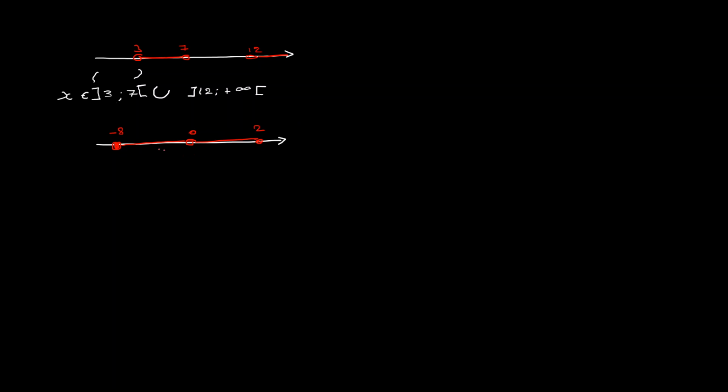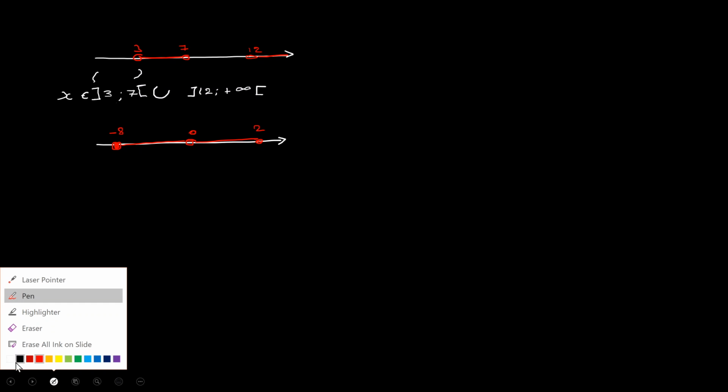Okay, so what does this mean? It means that everything between -8 and 2 is included. There's just one little hole in this entire set of numbers, and it's 0. We took 0 out. So how are we going to do that?